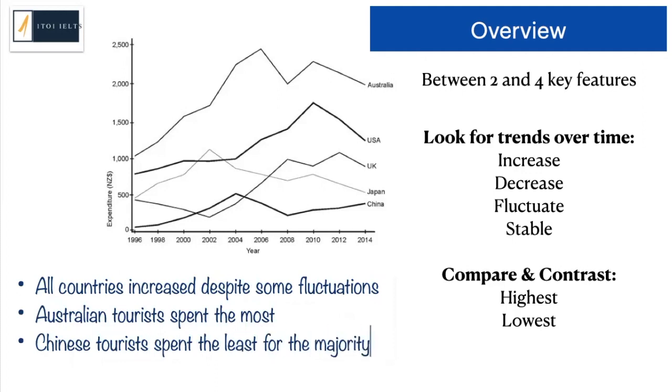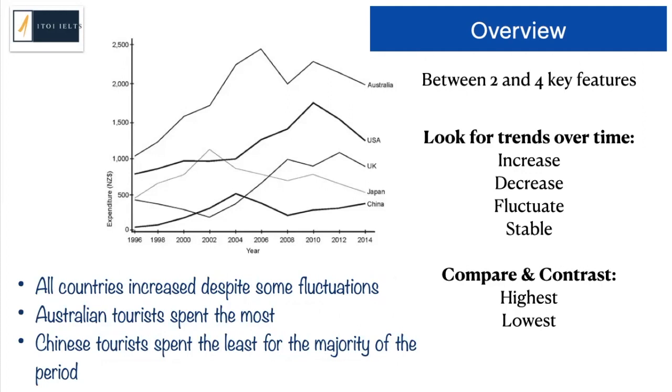So the key features that I came up with here were all countries increased, but I did say despite some fluctuations, because at some points they decreased. But the general trend, and remember that is what we're trying to talk about, not details, trends. The general trends for all countries were they increased.